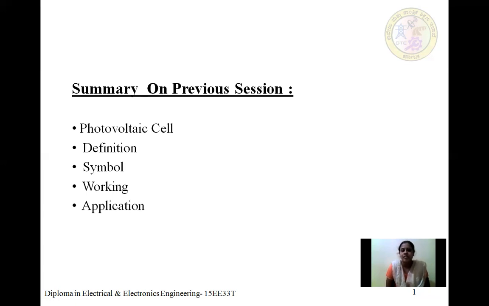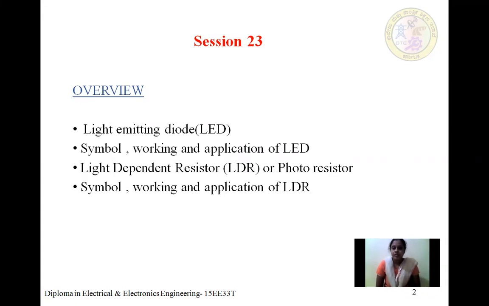Now let me see the applications of photovoltaic cell. The major applications of photovoltaic cell are in water heaters and in domestic power supply. The major application of the solar photovoltaic cell is in satellites to recharge their batteries. So all these things we discussed in the previous session. Next, in today's session, that is session 23, we are going to see the light emitting diode construction, working and application, and LDR, light dependent resistor, construction, working and application in today's session.